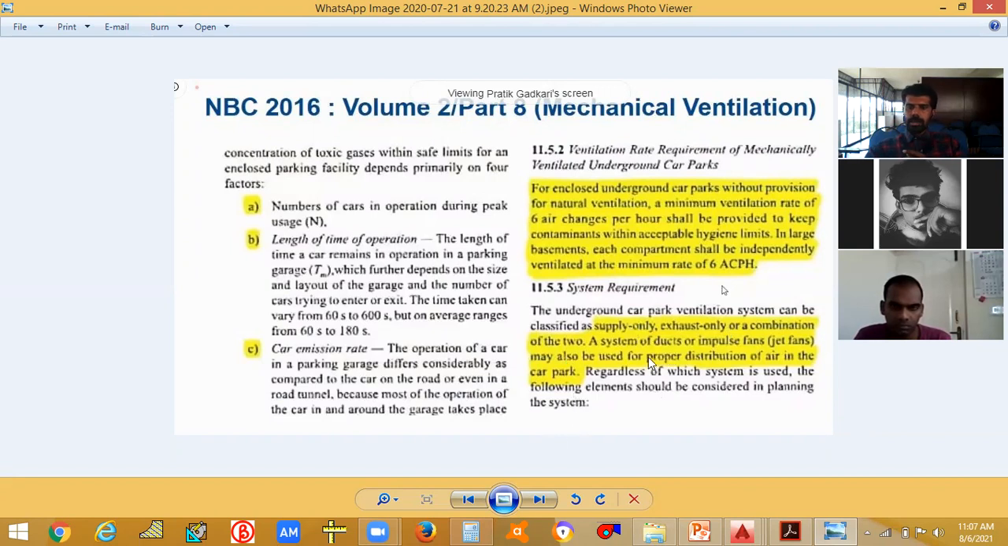A system of ducts or impulse fans or jet fans, we'll be calling them only jet fans, may also be used for proper distribution of air in the car park. So for proper distribution of air, we could give ducts. When you are giving ducts through the air terminals, we can easily distribute in an equal ratio. So we could use impulse fans also, or we could use a duct system. Those are the main things that you need to know from here.